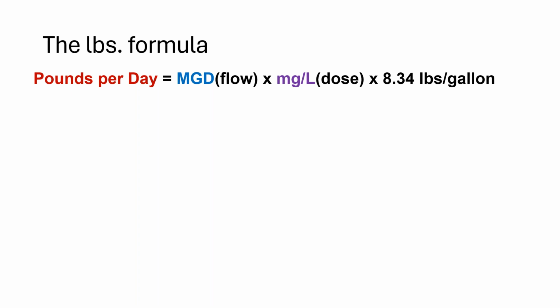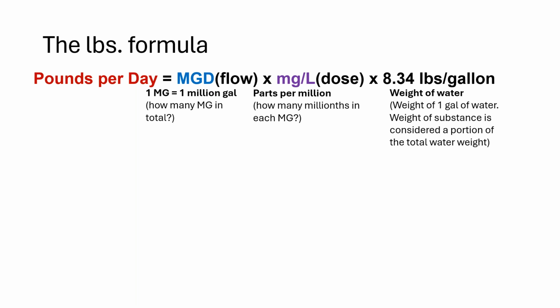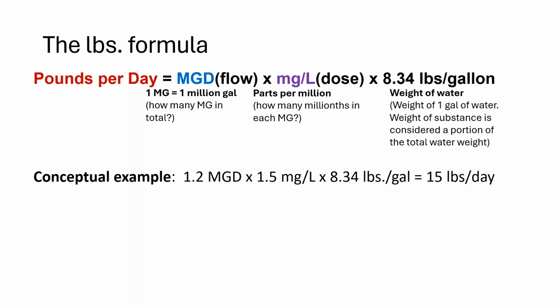Now, I promised I was going to show you a little bit about the pounds formula. Here, I have a little exercise and some notes. The MGD, we're looking at how many of these million-gallon units there are, and then the parts per million tells me how many parts of the chemical or the solid are in each of those mg's. You can also think of milligrams per liter as parts per million, and then of course the weight of water. So this pounds formula is for smaller dosages, and we're assuming that everything is the same weight as water. And here's the problem we just did: 1.2 mgd times 1.5 milligrams per liter times 8.34 pounds per gallon equals 15 pounds of chlorine per day.